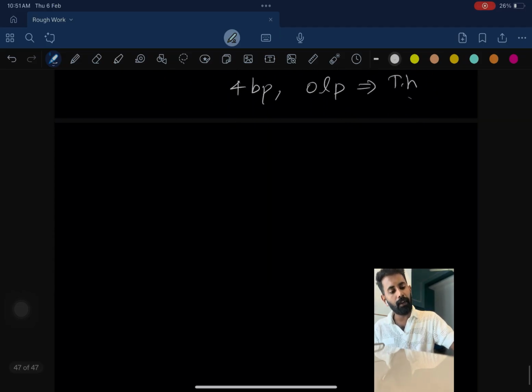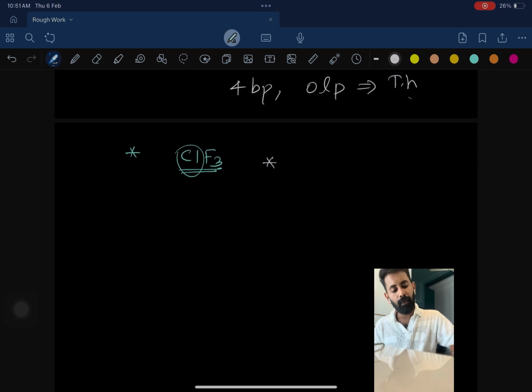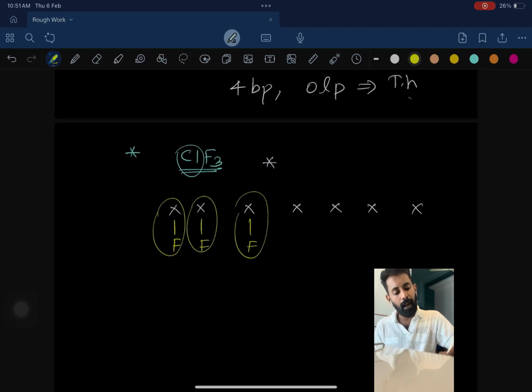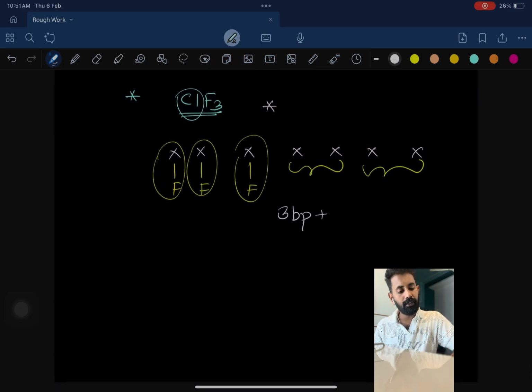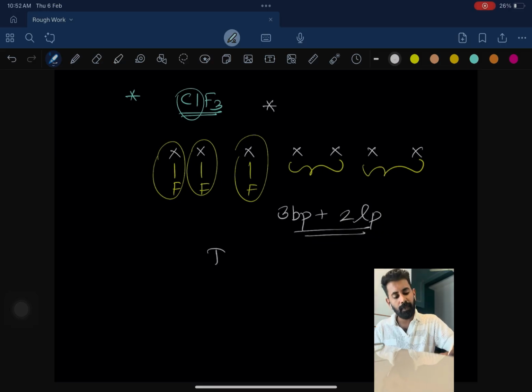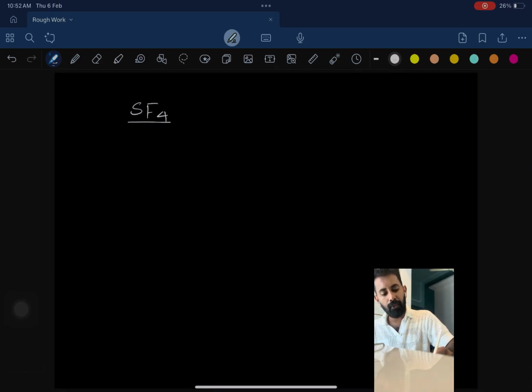Okay, now let's discuss examples having lone pairs. Say ClF3. We know the central atom is chlorine, because it has less electronegativity than fluorine. If the central atom is chlorine, there will be 7 valence electrons. I'm simply drawing 7 valence electrons here. Three electrons are shared with the fluorine, so that will make 3 bond pairs. Now there are 2 lone pairs left. So this structure means 3 bond pairs plus 2 lone pairs. Based on the table, 3 bond pairs and 2 lone pairs means T-shape. Okay, T-shape.